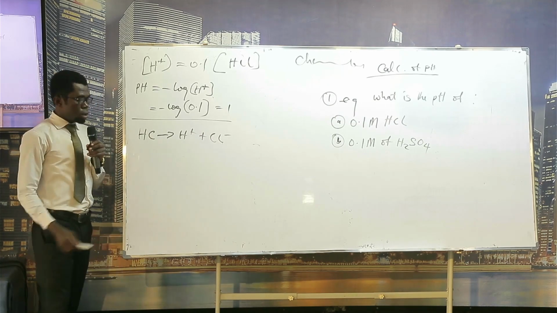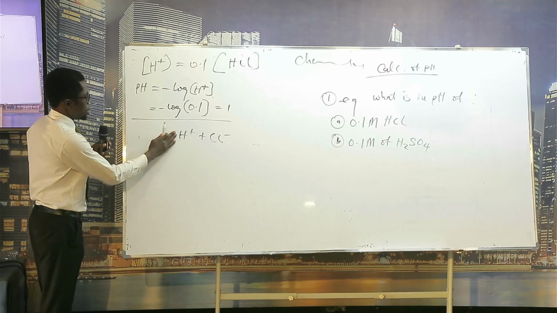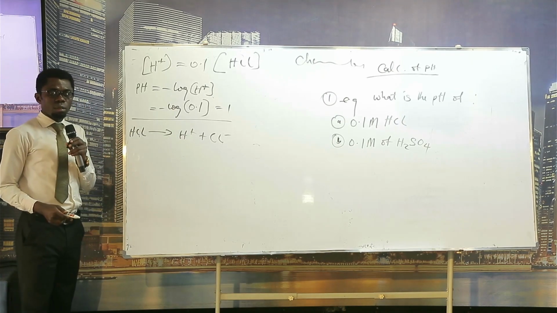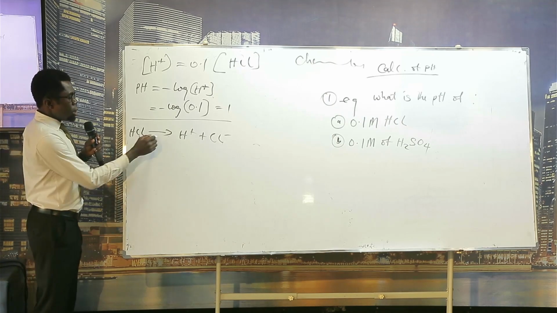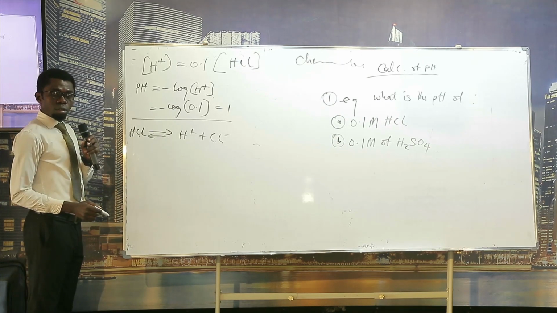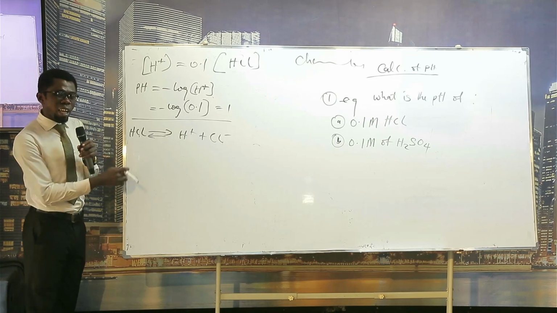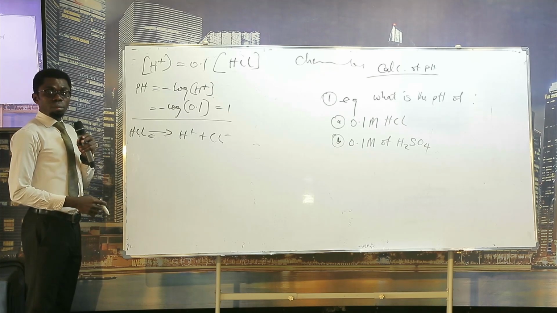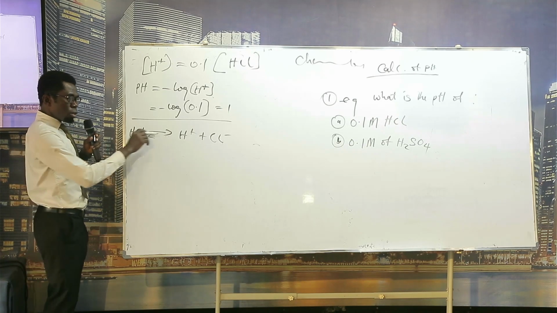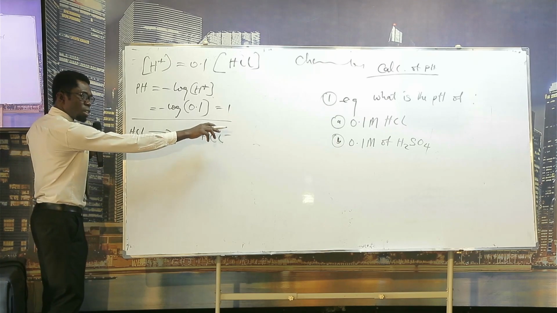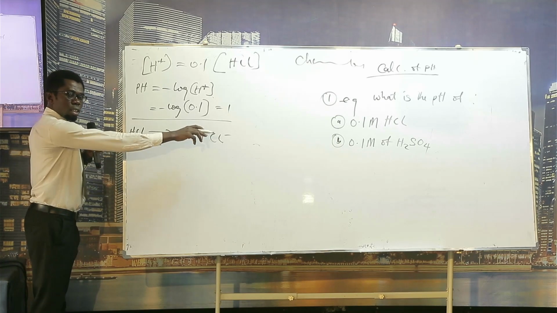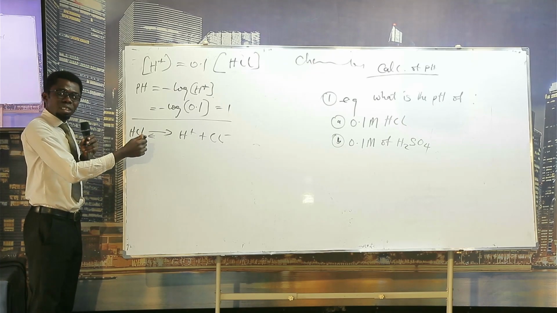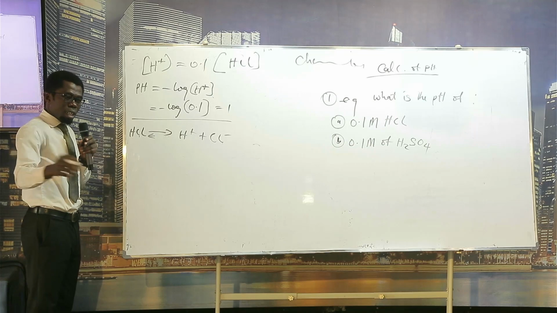Are you familiar with this? Organic. Do you know that this thing is reversible? But because this is a strong acid, we put a short arrow here, because this reaction is favored. It hardly comes back here. That's why we call this a strong acid. It's completely ionized.